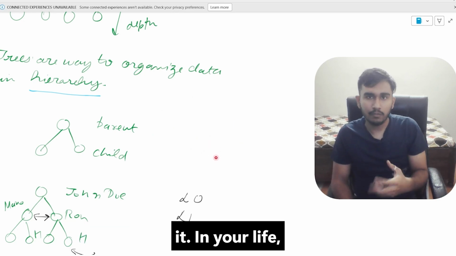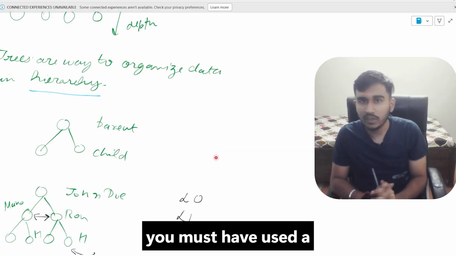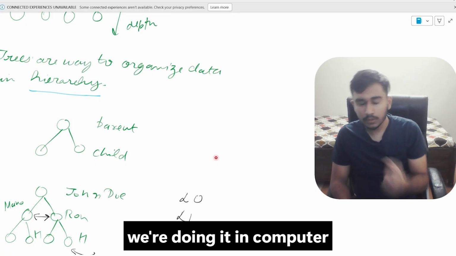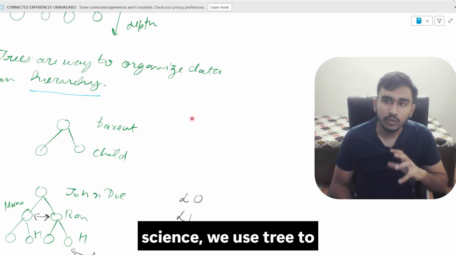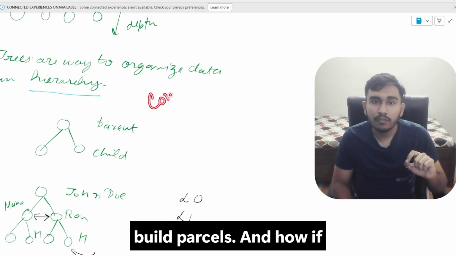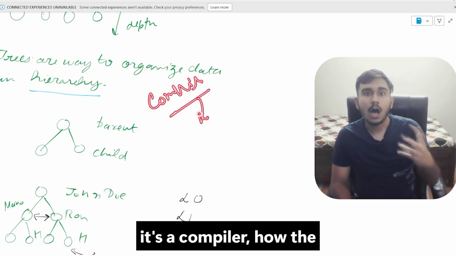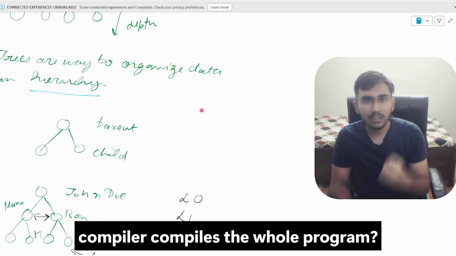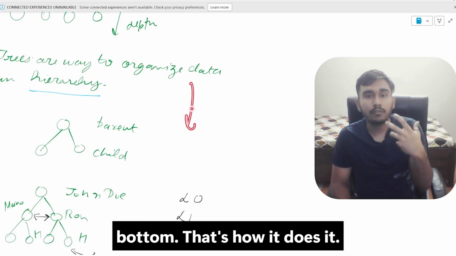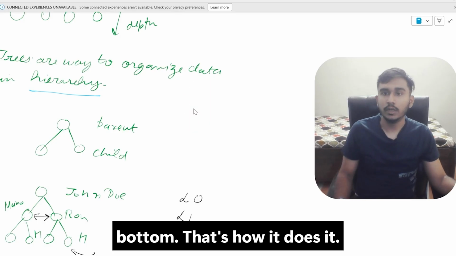In your life, you must have used a tree data structure. Similarly, in computer science, we use trees to build parsers, and if it's a compiler, how the compiler compiles the whole program code hierarchically from top to bottom. That's how it does it.